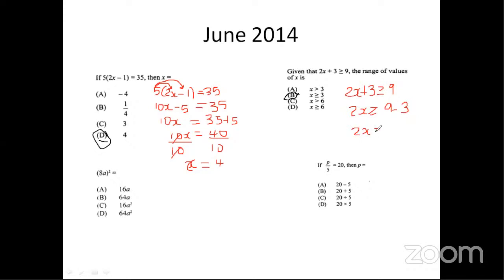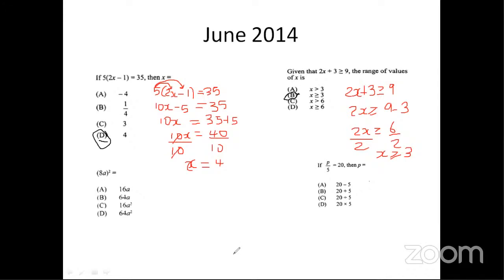What's happening? 2x greater than or equal to what value? 6. Next step is to remove our 2. So we divide each side by the 2, just like what we did over this side. So our x is greater than or equal to 3. That's how I've gotten that.